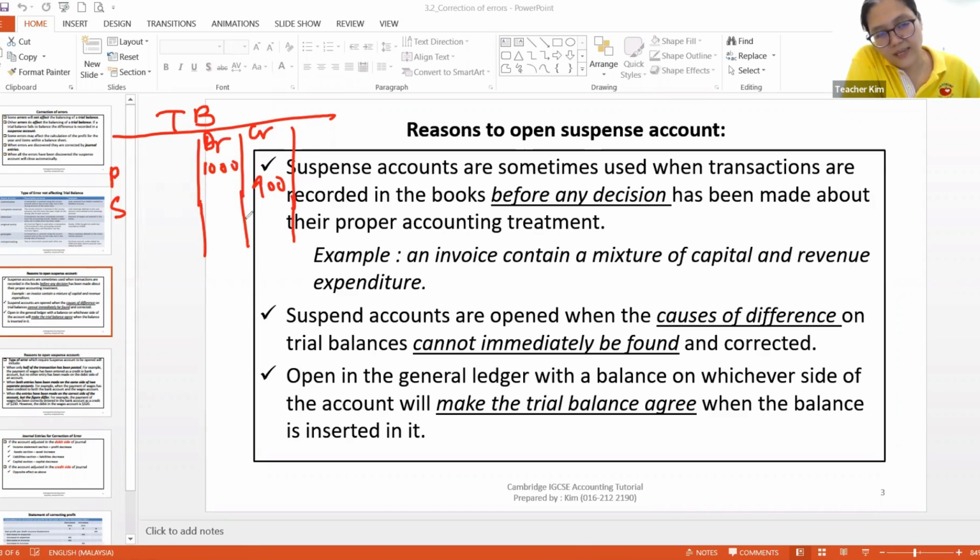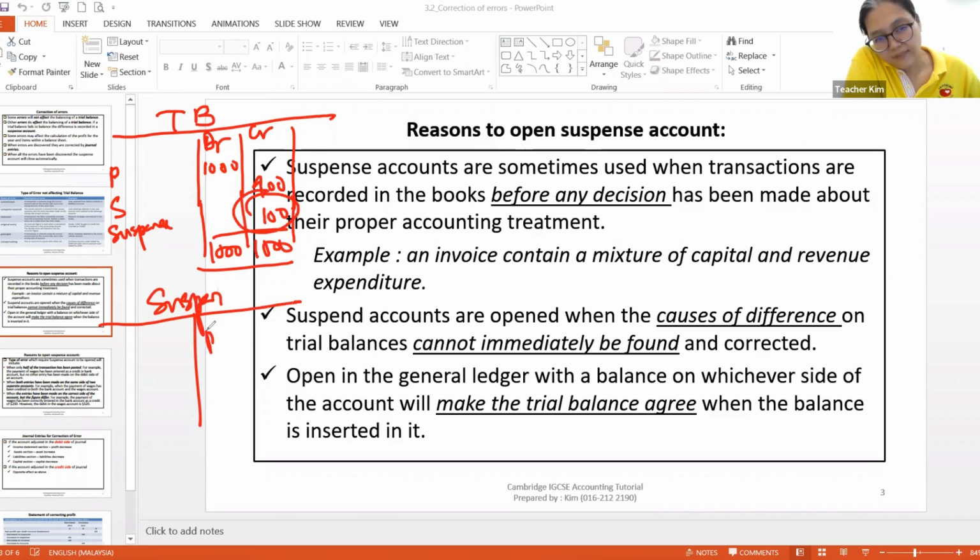But the account cannot be balanced. So in order to close the trial balance, we add a suspense account of 100 here to make both sides balanced. So when we open the T account, since here is a credit, our suspense account will have the balance on the credit side. If the other way happens, then it could be in the debit, so depending on the question.